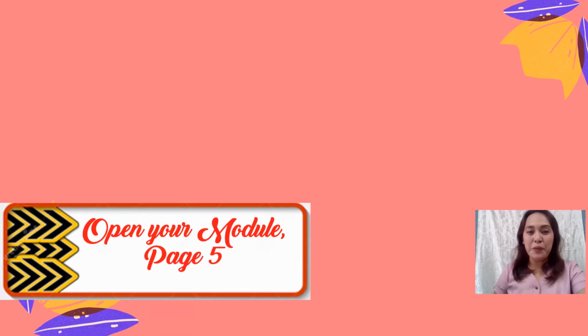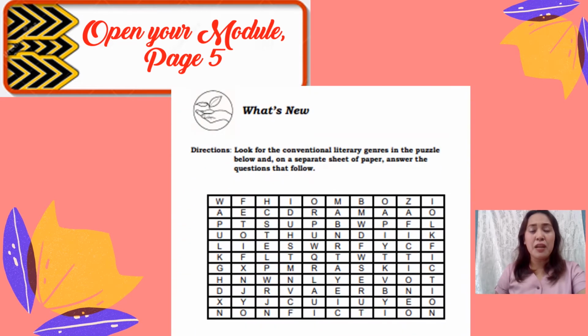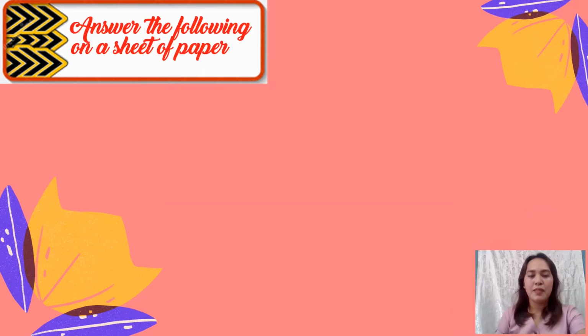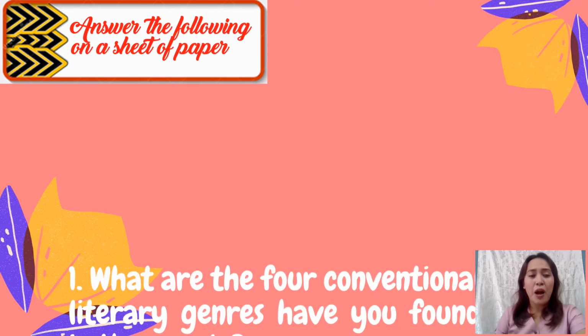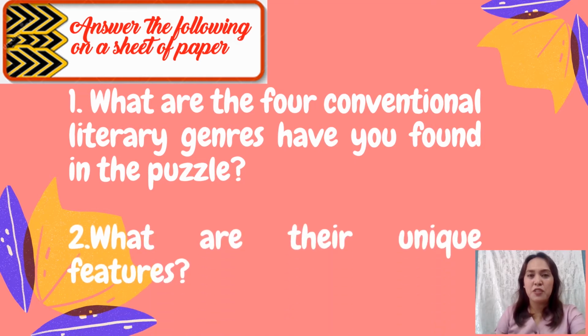Refer to your modules and check out the word puzzle on page 5. Look for the conventional literary genres in the puzzle and on a separate sheet of paper, answer the questions that follow. Number 1. What are the 4 conventional literary genres that you have found in the puzzle? Number 2. What are their unique features?